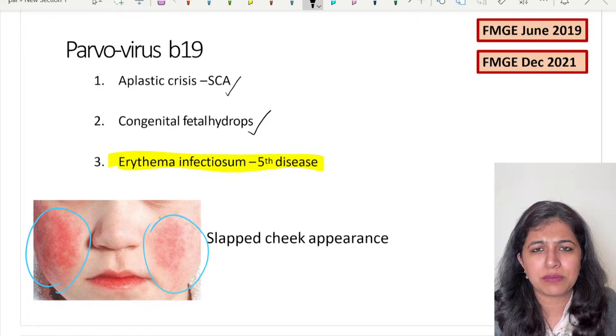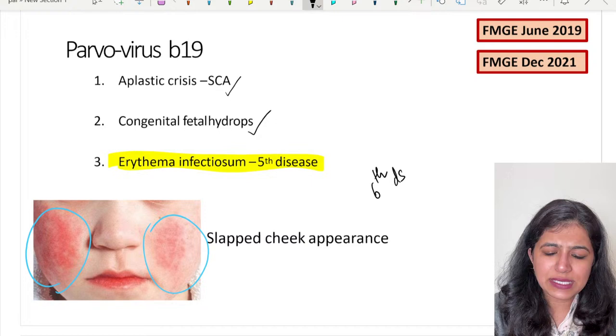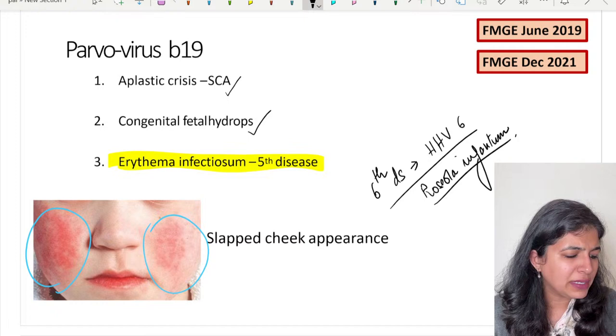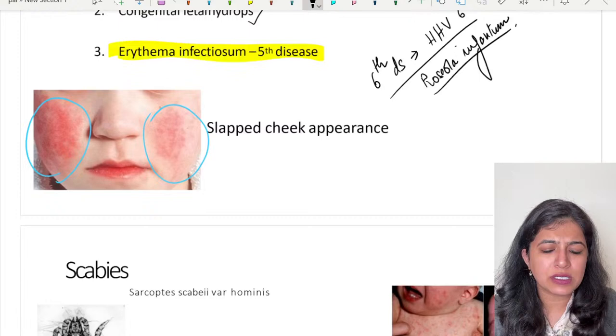Then what is the sixth disease? Sixth disease is roseola infantum, which is caused by HHV6. But remember, slap cheek appearance, parvovirus B19.